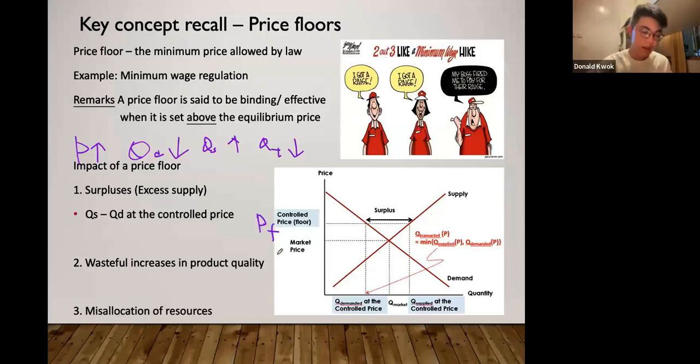And the second impact, similarly, is that in the longer run, demand and supply will adjust such that they intersect each other at the control price PF.